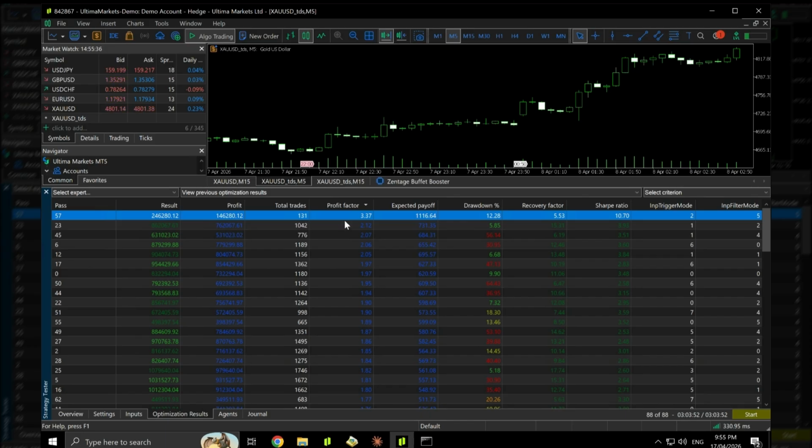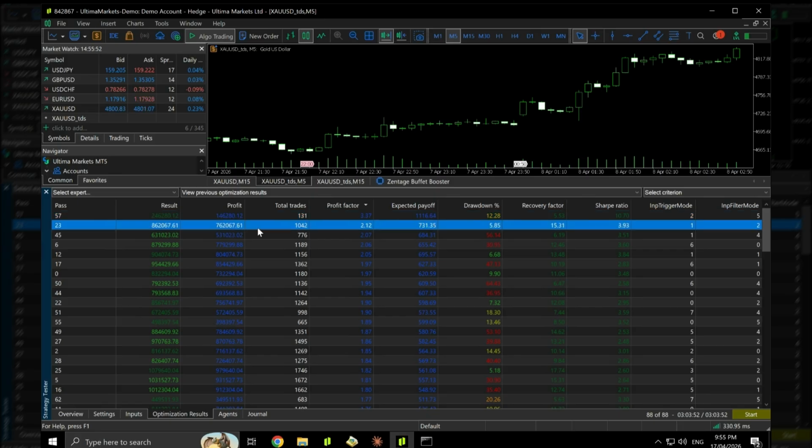But if we look closer, the number of trades is only 131, which is quite low. And the total profit is not particularly impressive either. So, statistically speaking, this strategy is not very reliable. Let's move to the second highest profit factor. Here we have profit factor 2.12.